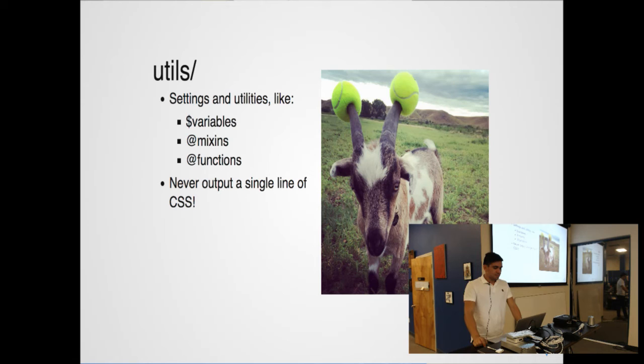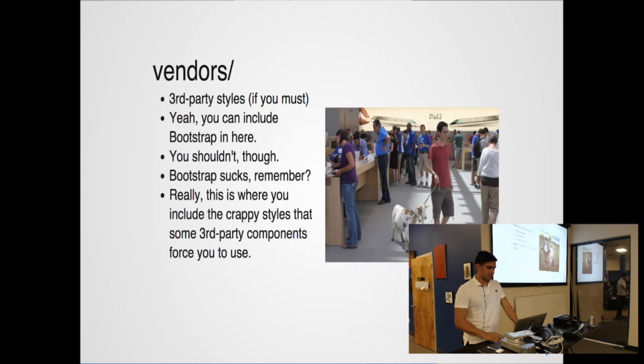There's also the utilities folder. Nothing in this folder will ever be output to CSS. So you have variables, mixins, and functions that you could use all over the place, but no CSS. They're mainly there to help you and to provide settings, configuration, theme variables, stuff like that. And of course, your vendors too. So this is where your third-party styles go.